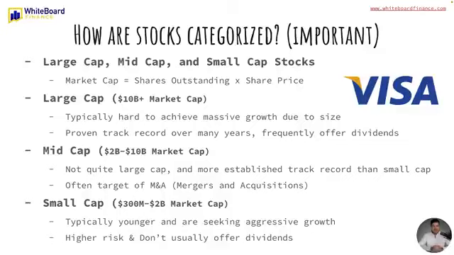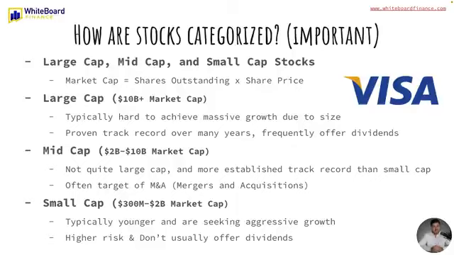The way these are classified is typically, large cap would be a company like Visa, for example. This is when their shares outstanding times their share price equals $10 billion or greater. Typically, it is hard for them to achieve massive growth due to their size. So these are more mature companies, or companies that have been around for a while. These companies have a proven track record over many years, and they frequently offer dividends.